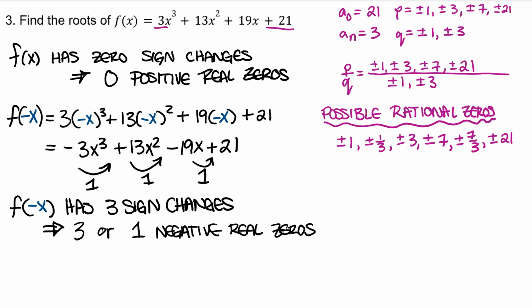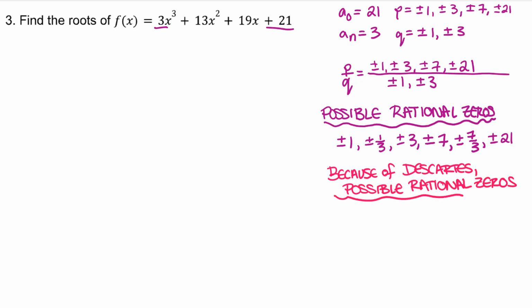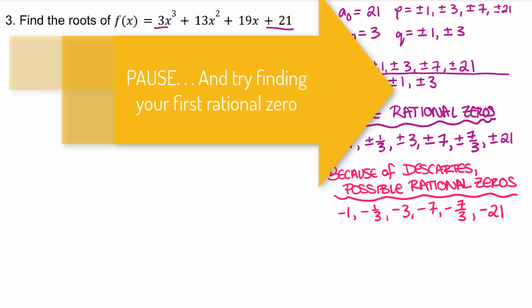But remember what Descartes' rule of signs said? There will be no positive real zeros. That cuts our possible rational zeros in half, which can definitely expedite our dividing process. It's time for you to test these possible rational zeros. I'm going to start with -1. If -1 does not prove to be a solution, then I'll move on to -1/3. I want you to try to keep synthetic dividing until you find which one of these is one of your actual solutions.